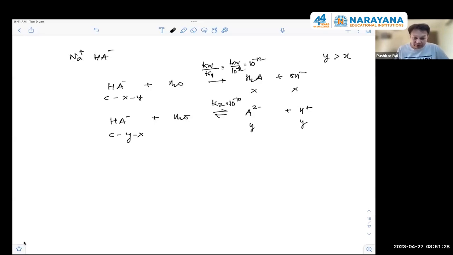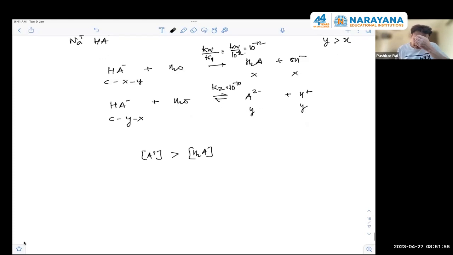If Y is going to be larger than X, this means what? This means that H plus ion concentration is going to be, that means you can clearly see that A2 negative will be slightly greater than H2A. And this is the approach through which you add this. Okay. So when A2 negative is greater than H2A, that clearly means what? Of course, A2 negative is not equal to H2A. So that means where we are.